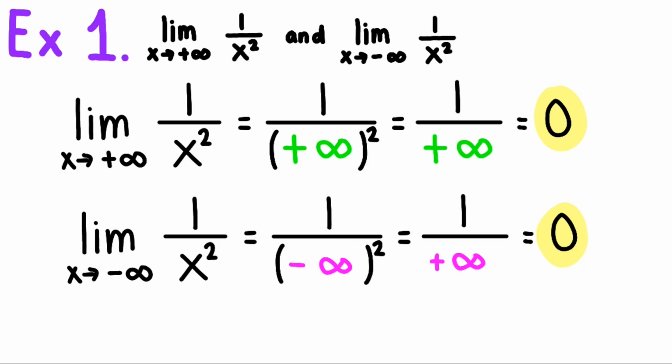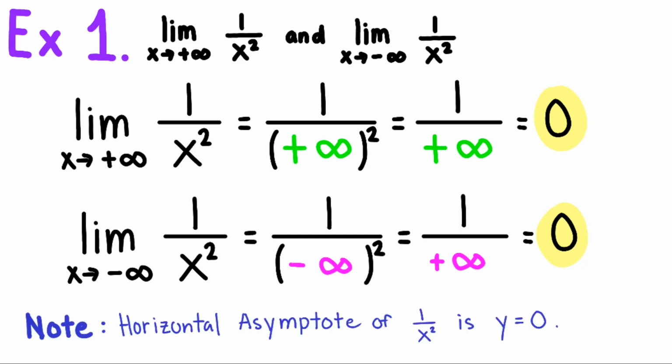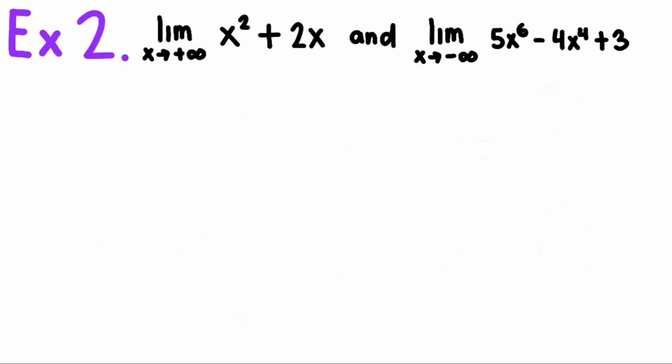In addition, if we try to find its horizontal asymptote, then we know that from these two, the horizontal asymptote of 1 over x squared is given by y equals 0. So take note of that one. And I hope you got this one correctly. Let's now move on to our next and final example.